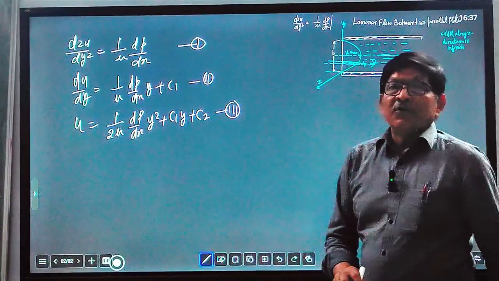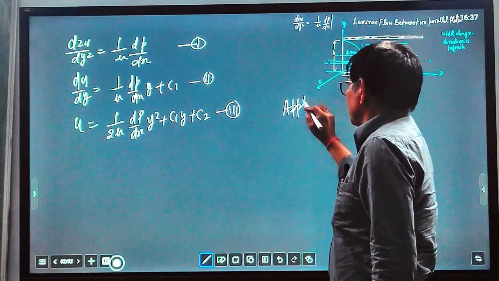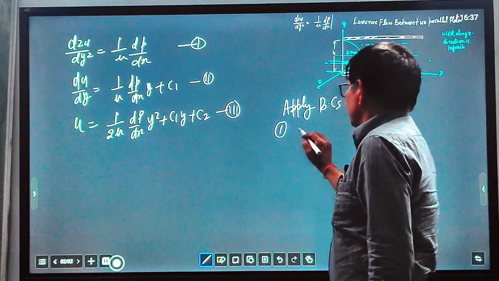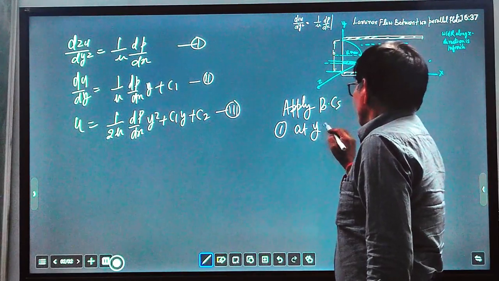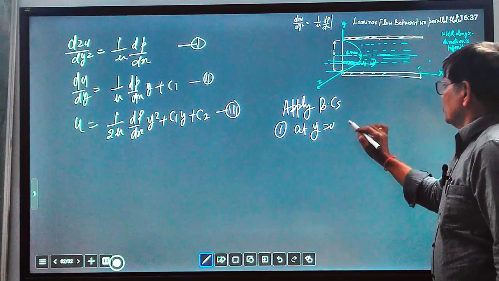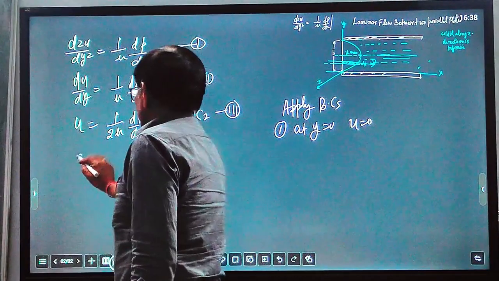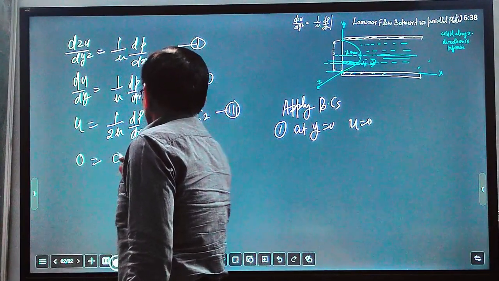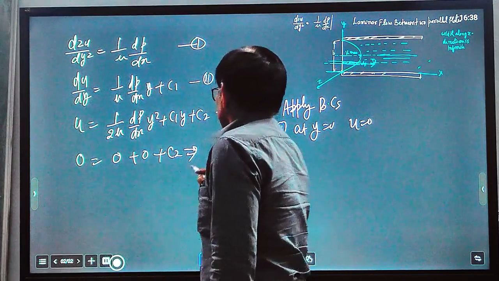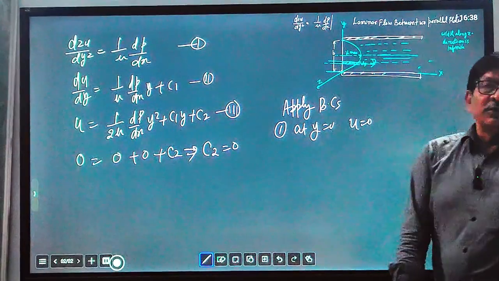So now apply boundary conditions. The first condition is at y equal to 0, u equal to 0. Putting y equal to 0 and u equal to 0, we get 0 equals 0 plus c2. So from this we get c2 equal to 0.